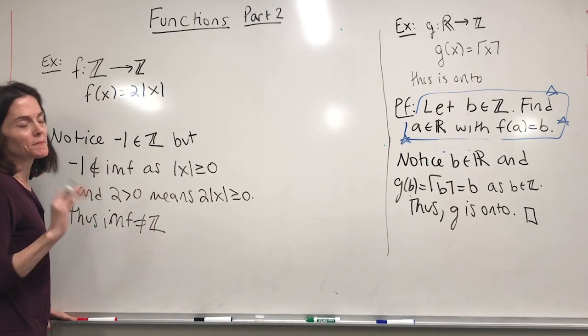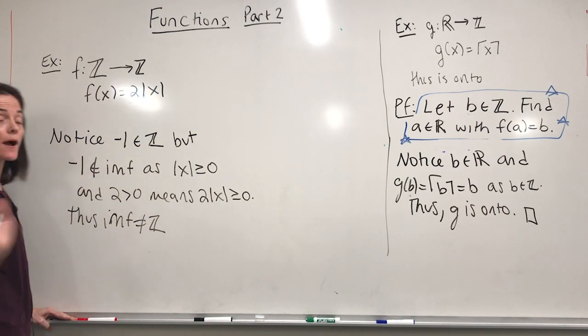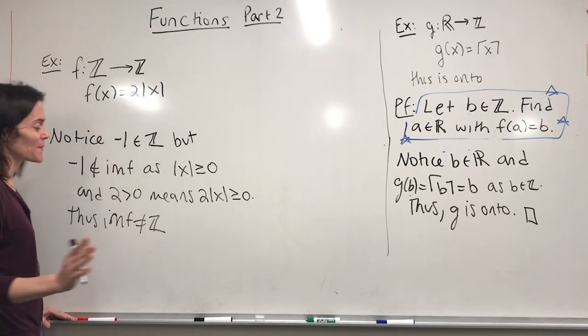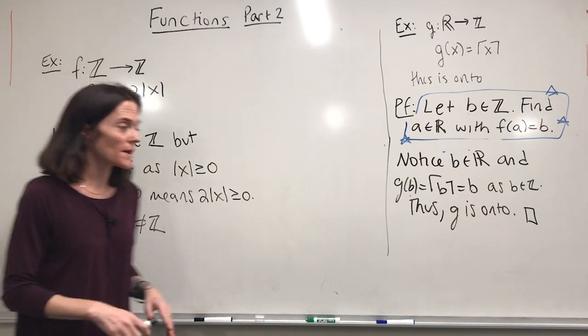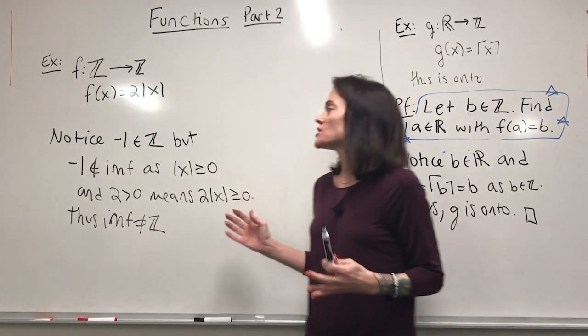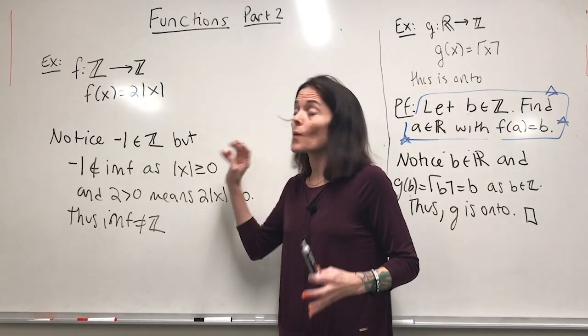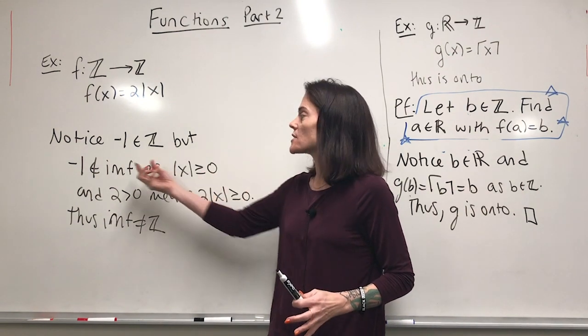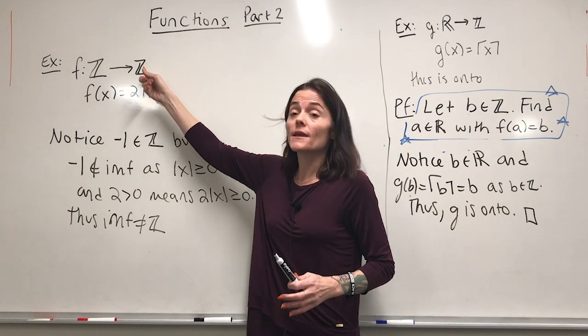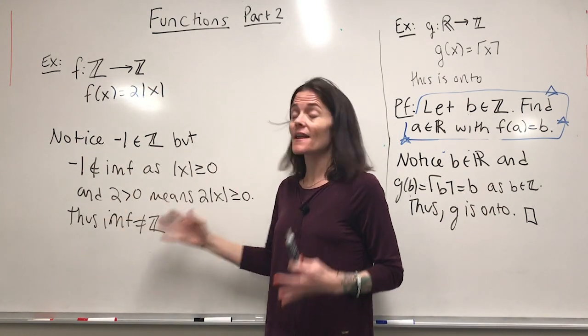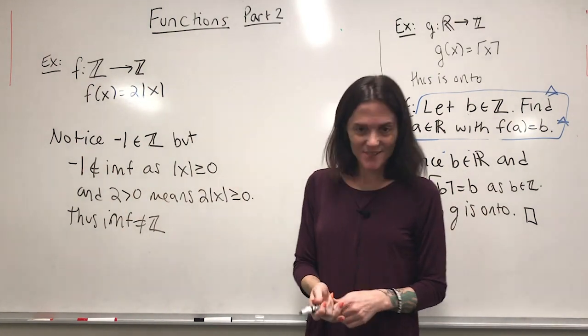You could also, and maybe it would have been easier, just write out what the image is. We did that last time, and then say that it's not Z. This is another way. There's always multiple ways to go about it, but one reason I did it this way is it illustrates you really just need to find one element in your codomain that is not in the image. Then you know it's not onto.